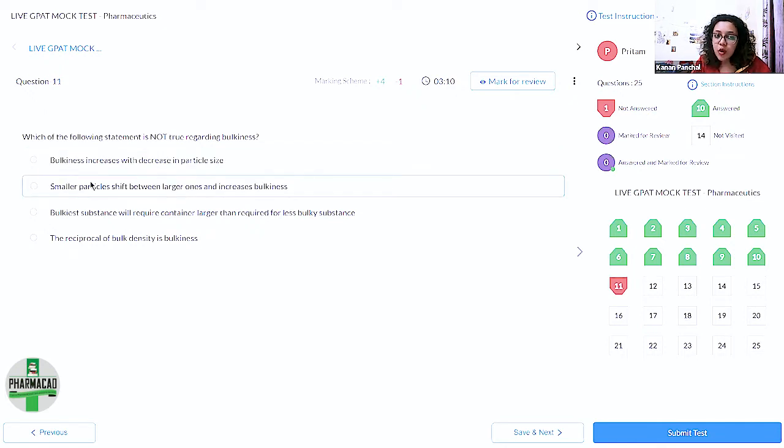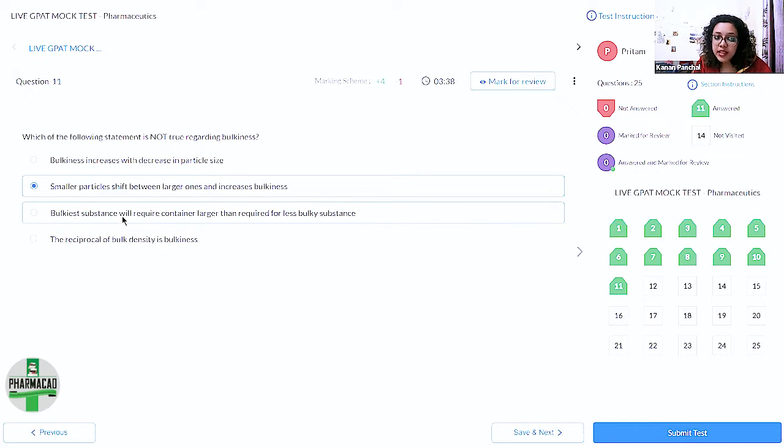And second option, smaller particles shift between the larger ones and increase the bulkiness. This is wrong, right? Yes, ma'am. It decreases the bulkiness. Smaller particles will shift, the voids will get filled, correct? Voids getting filled means less volume will be occupied. Don't you think the same is applicable here also? Bulkiness will decrease with decrease in particle size.